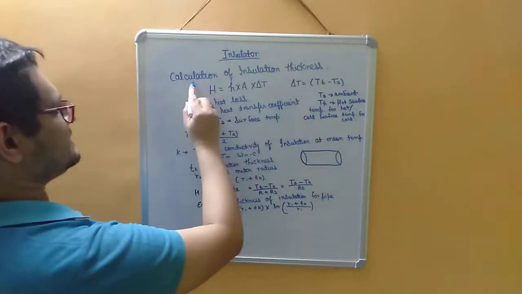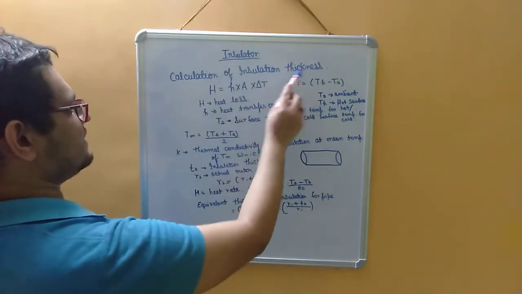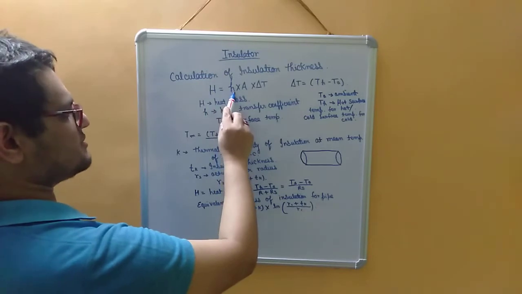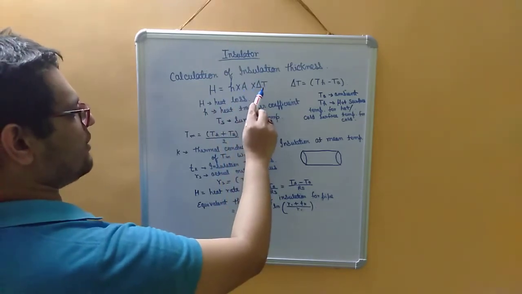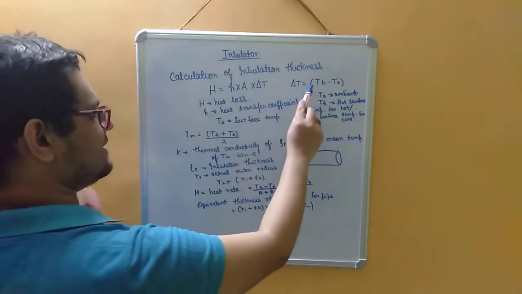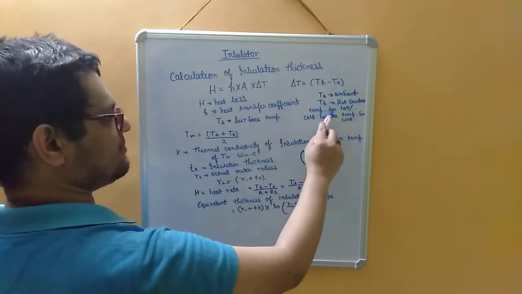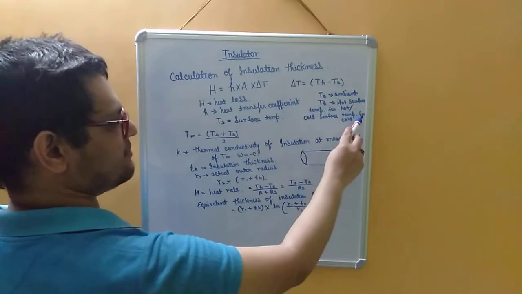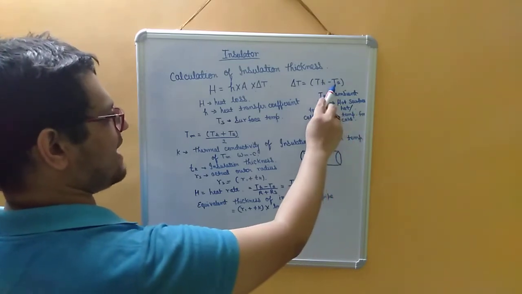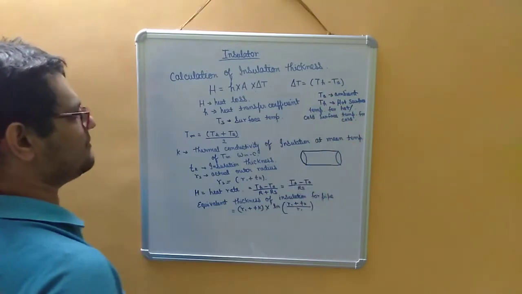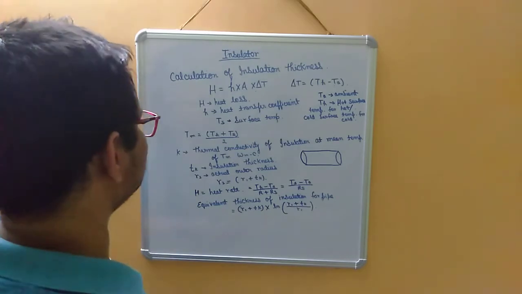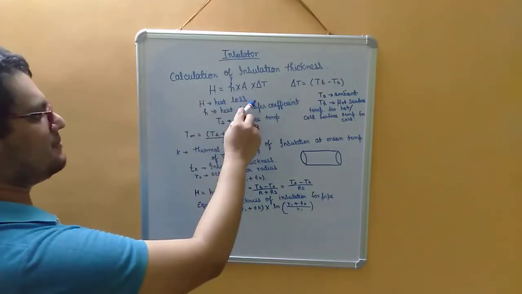So this is the basic formula for the calculation of insulation thickness, that is H is equal to small h into A into del T. What is the del T? It is the changing temperature, that is Th minus Ta. Th is nothing but the hot surface temperature for hot or the cold surface temperature for cold, and Ta is the ambient temperature. So H, what is the capital H? That is the heat loss taking place.